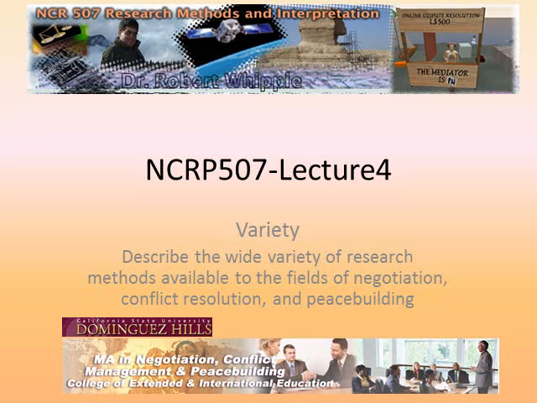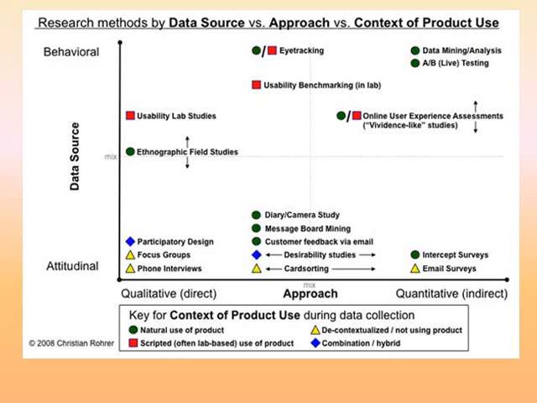One of the course learning outcomes for NCR 507 is that you will be able to describe the wide variety of research methods available to the fields of negotiation, conflict resolution, and peace building. I am including this chart because it places many of the research methods discussed in this lecture in the context of qualitative and quantitative research on the x-axis and attitudinal and behavioral on the y-axis.